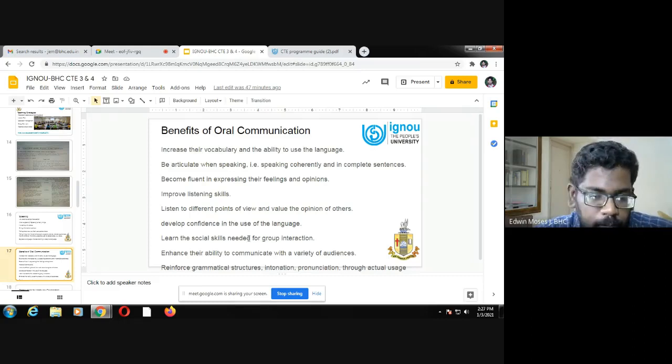I would recommend you to use the Oxford Advanced Learner's Dictionary. It costs around 500 rupees. If you want to be an advanced learner in English, buy this dictionary, Oxford Advanced Learner's Dictionary. I will also give you a link for an online dictionary, Cambridge Online Dictionary. You can also refer to that.